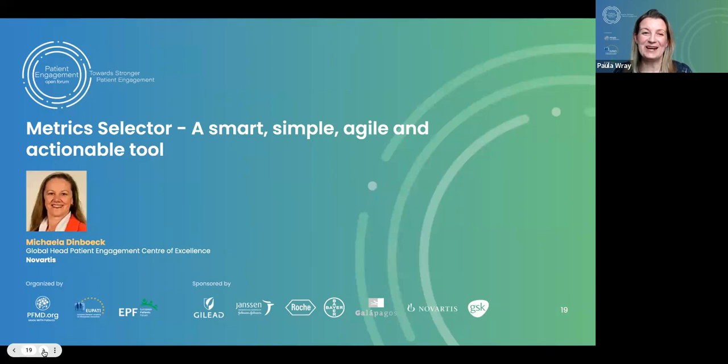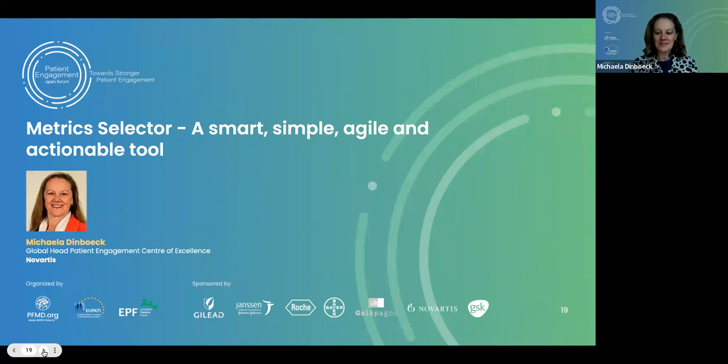And I'll pass over now to Michaela, who's going to show us how she's used it in her organization to help use those metrics to define the key performance indicators for a given piece of work. Thank you, Michaela. Thank you, Paula.